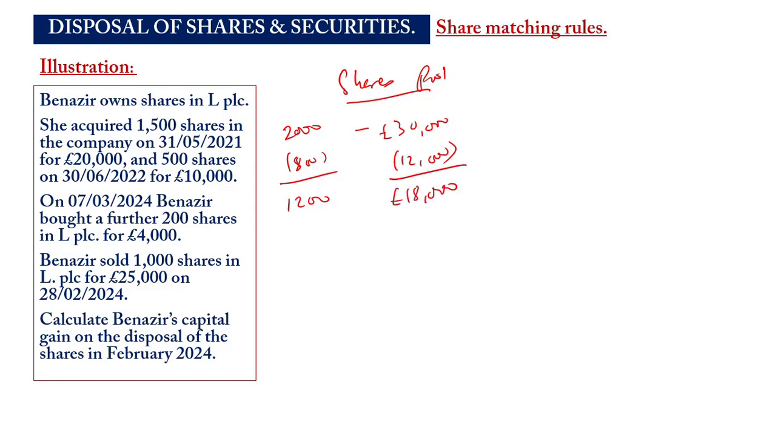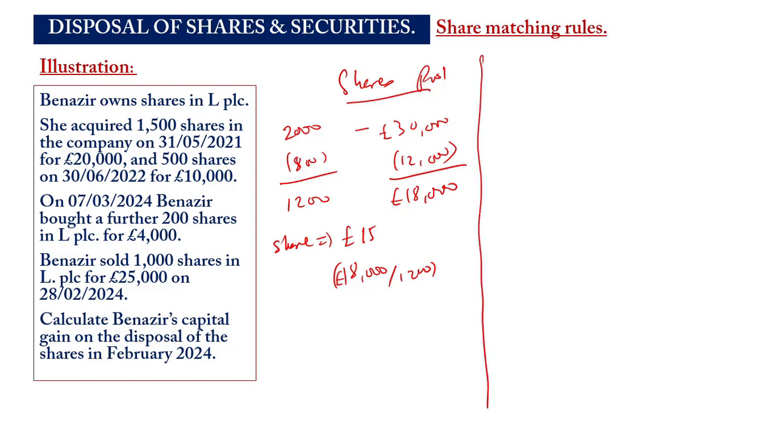So when next a share is supposed to be sold, it will be taken from here. The value will be taken from here. So each share will now be worth 18,000 divided by 1,200. Each share is going to be 15 pounds.